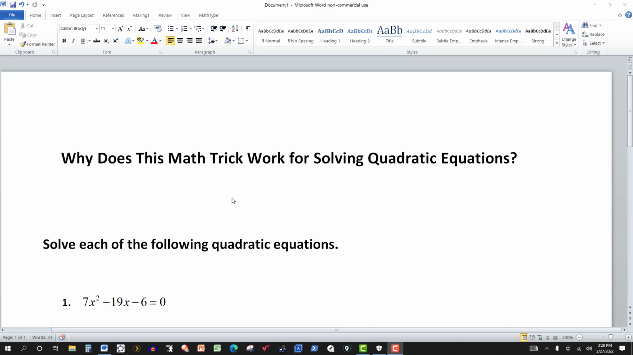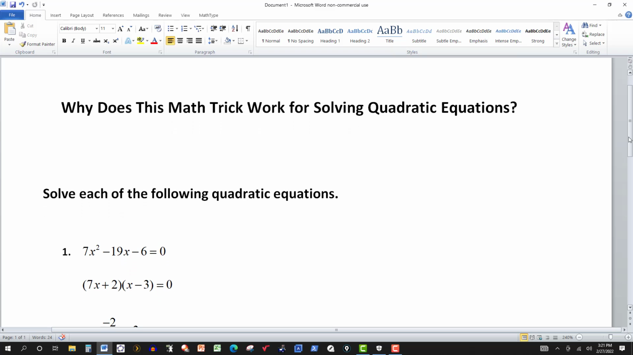In this video, I wanted to talk a little bit about a math trick that's been around for a while for solving quadratic equations. Now, it does work, but most of the videos that I've seen just demonstrate the trick or the method, don't really explain it. So first I want to just show you the traditional approach.